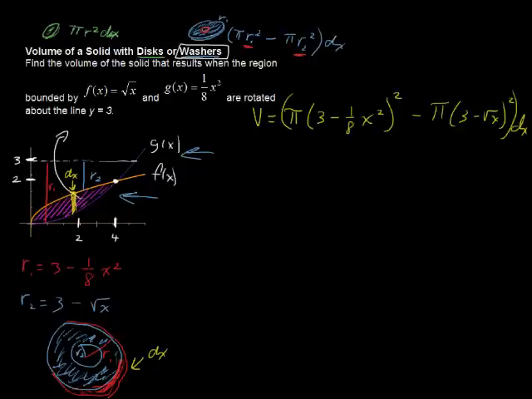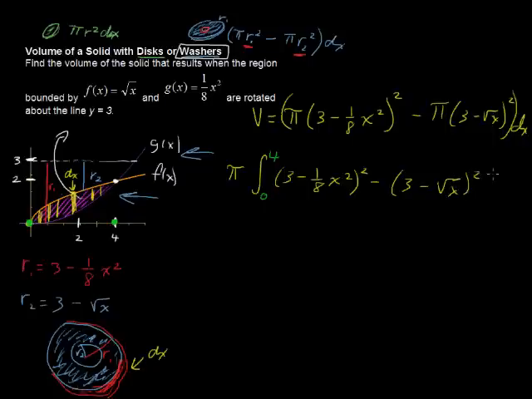Okay, so what are we going to do? Well, we're going to take the integral. We're going to add up all of these little disks. We're going to have a bunch of these disks, and we're going to add them up. And the way we do that is with this sign. That looks familiar. It's an integral. So I'm going to factor this pi outside. And what are the limits of integration? Well, the limits of integration are from 0 to where the graphs intersect, and that is at 4, where x is 0 and 4. So I'll put that in there, 0 and 4. Now, let's put all this in here. That's the integral of 3 minus 1/8 x squared, quantity squared, minus 3 minus the square root of x, quantity squared, and this whole thing is being multiplied by dx. We're going to add up all those disks.